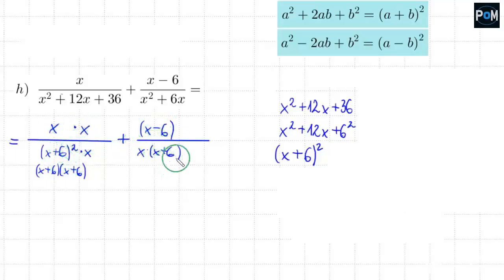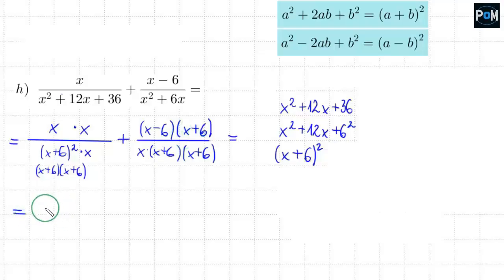And now on this fraction line, when I look, what did I have here? I already have this x. I have one bracket x plus 6. And here there are two brackets x plus 6. So I add one more bracket x plus 6. I add it on the bottom and on the top. The common denominator is already there.